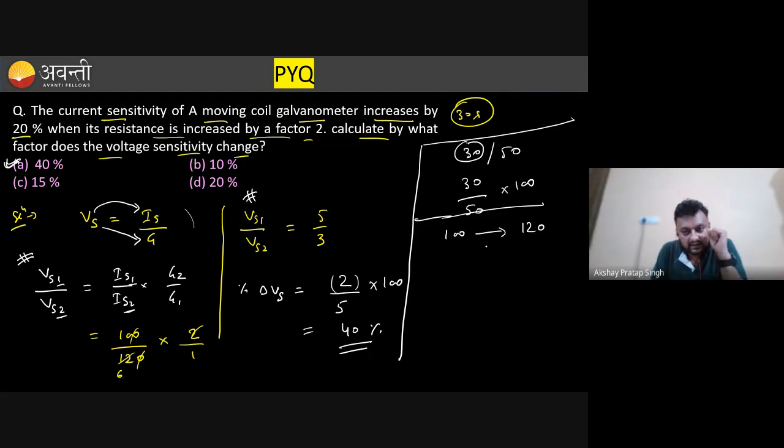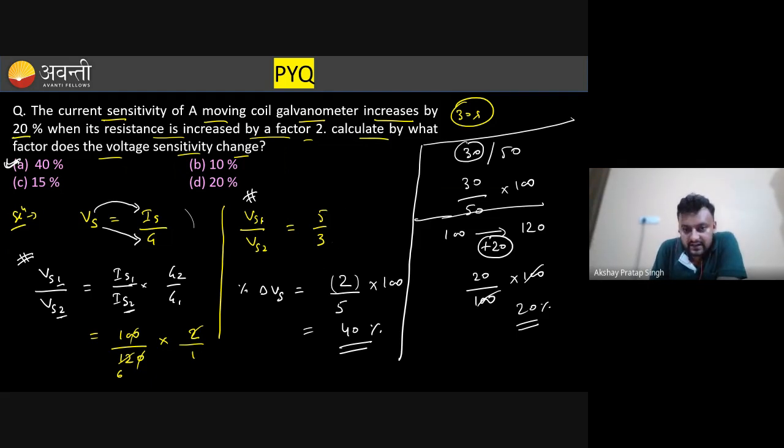What is the change actually? The change is 20, divided by the original value 100, multiplied by 100. So the change is 20%.